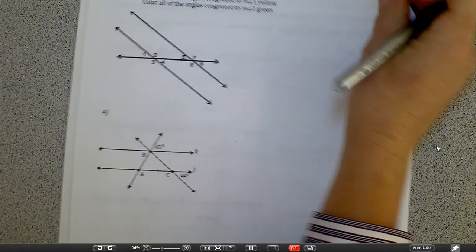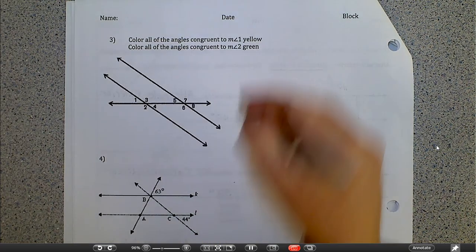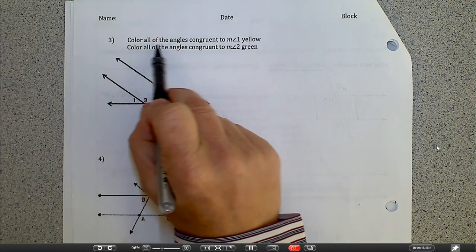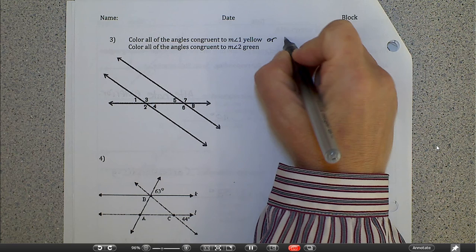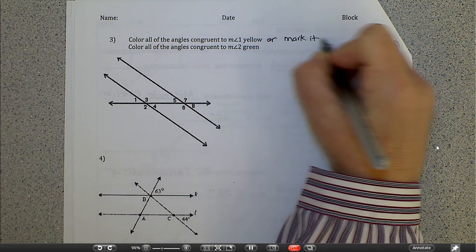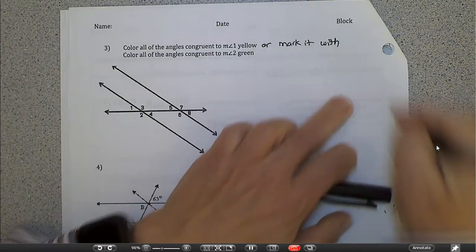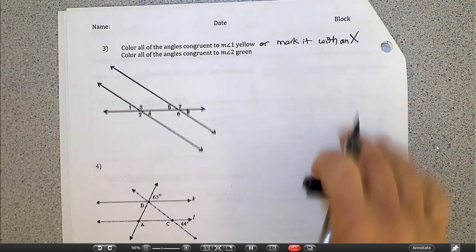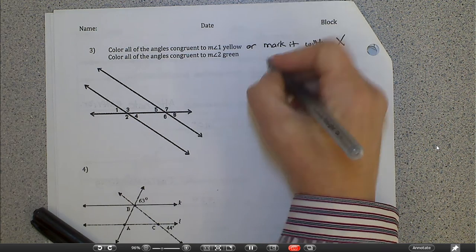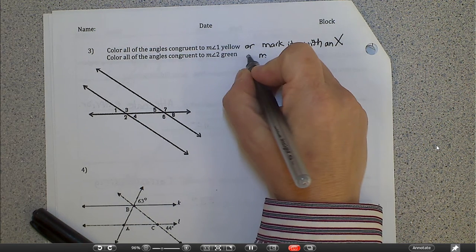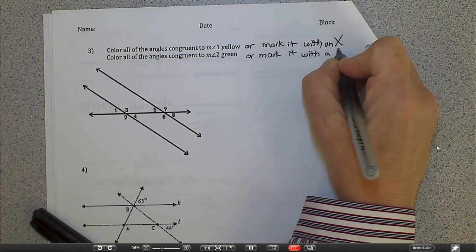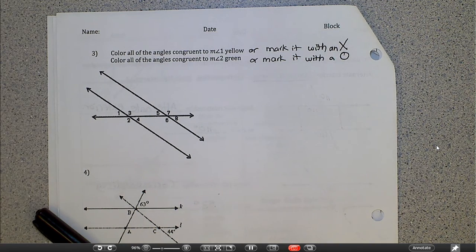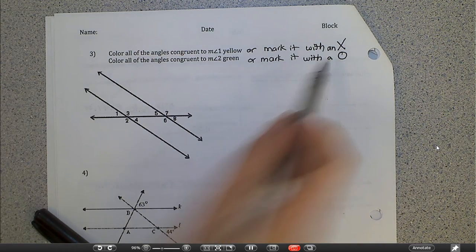Let's turn the page and see what we have. You could color all of the angles that are congruent to measure 1 yellow, or mark it with an X. All the ones congruent to number 2, you could color green or mark it with an O. So let's start off, I'm going to mark it with an X.